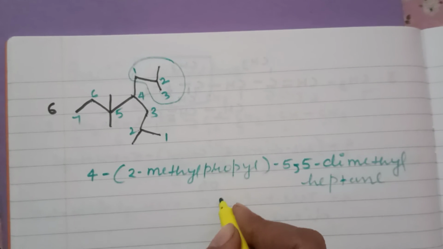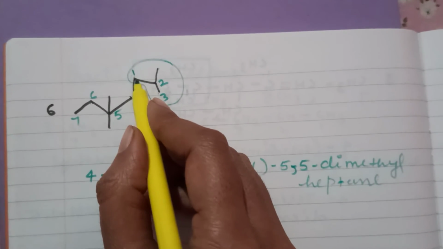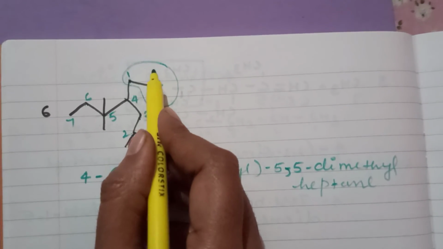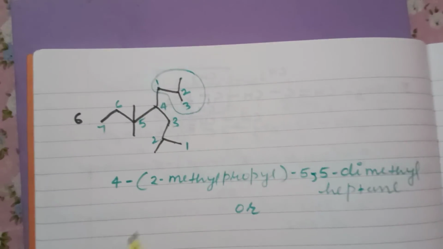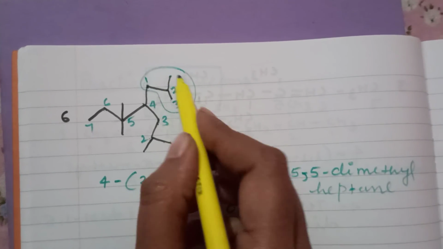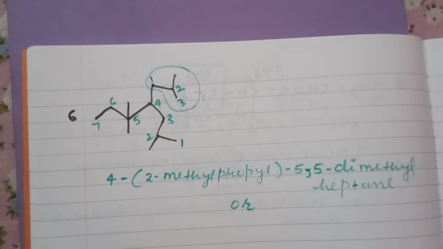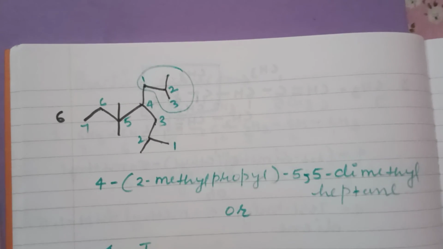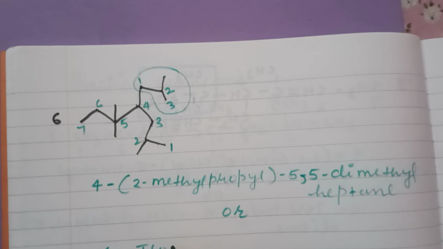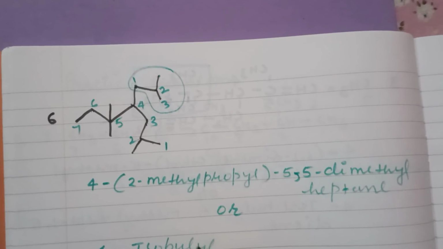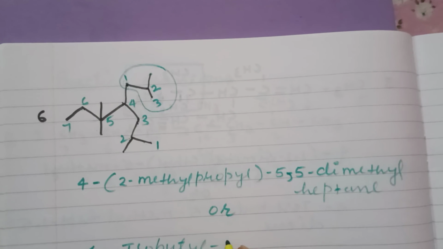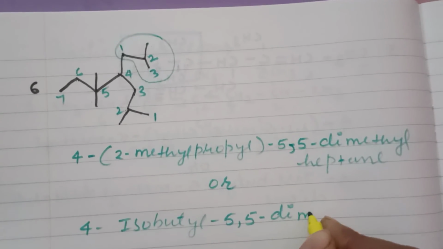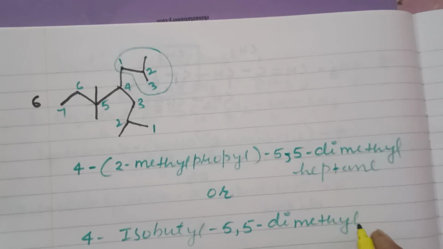Or you can write that this is a butyl group, and this is an isobutyl. So you can write 4-isobutyl-5,5-dimethylheptane.